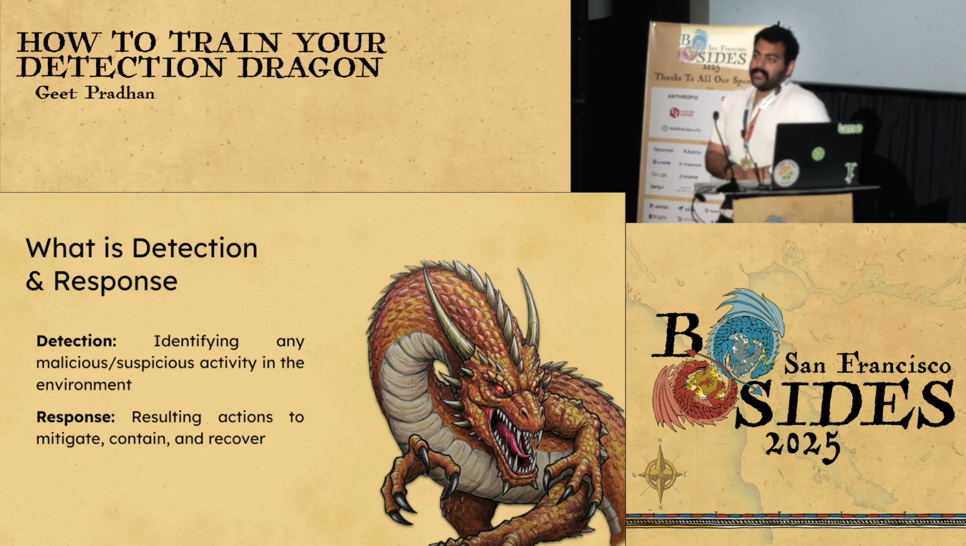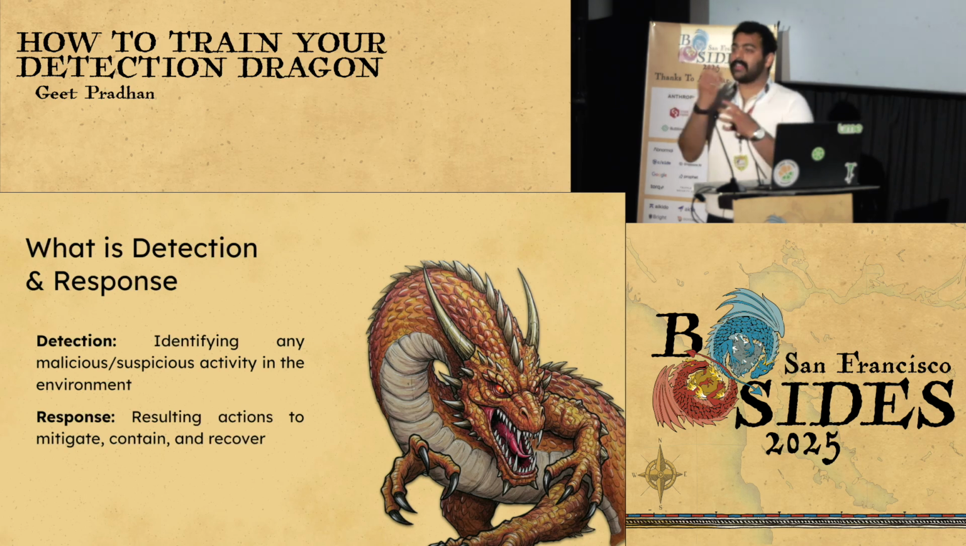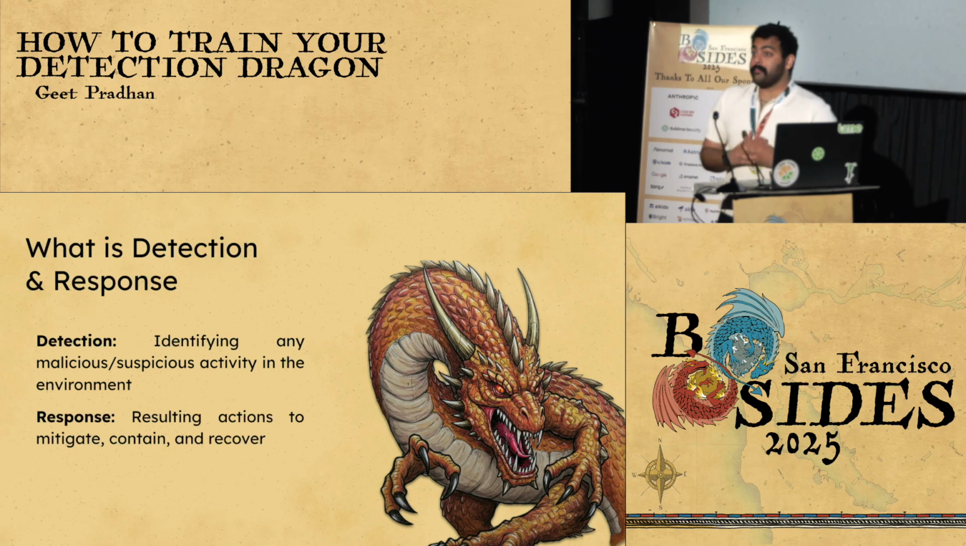Now, what is detection response? Well, as this dragon is scarily telling you, it is basically detecting something that's going wrong in your environment, and responding to it. According to me, detection response or SecOps is one of the cornerstones of security because you don't know what is going wrong unless you can detect it, and you don't know what you're going to do unless you respond to it.